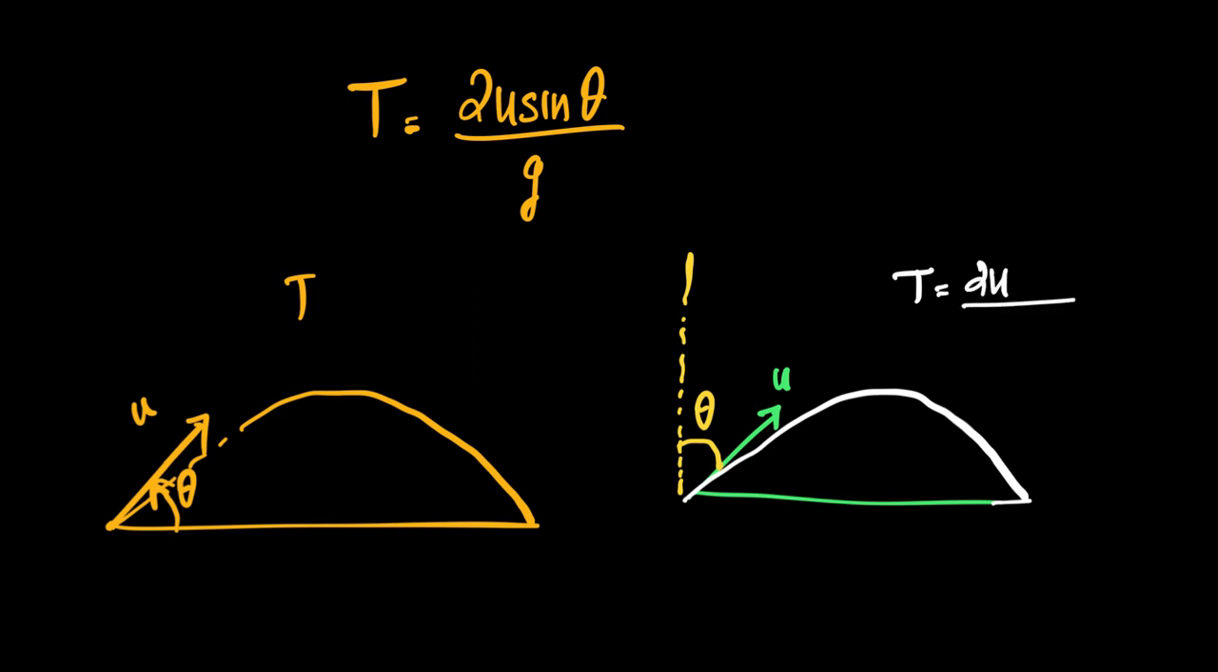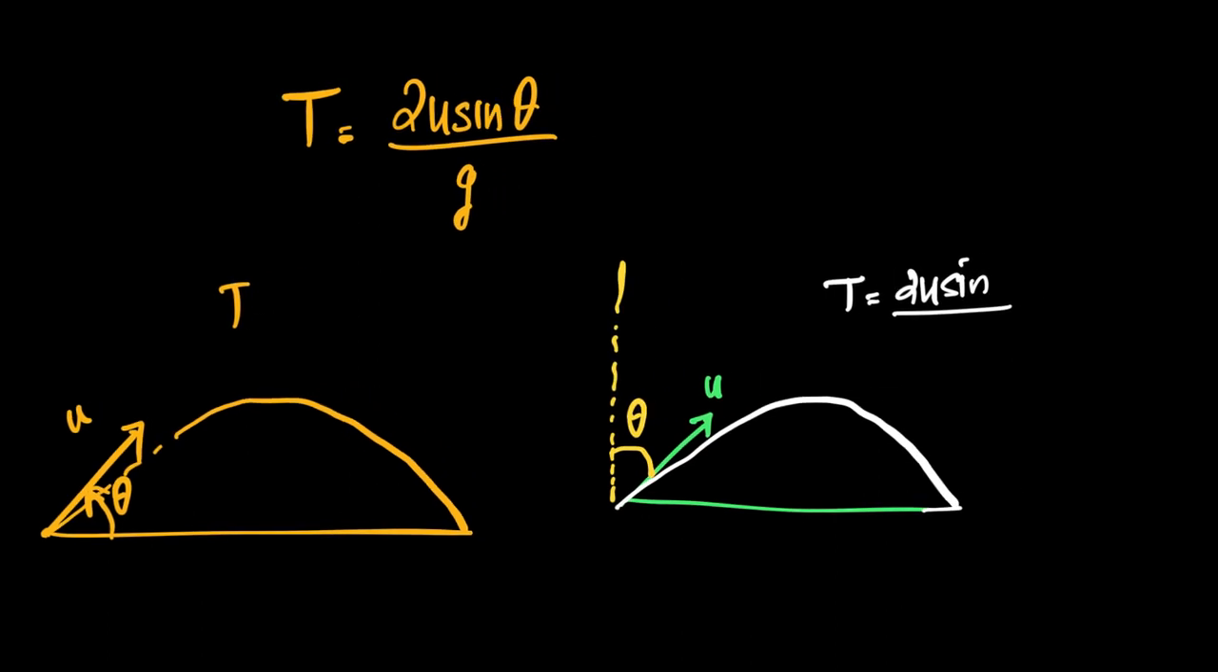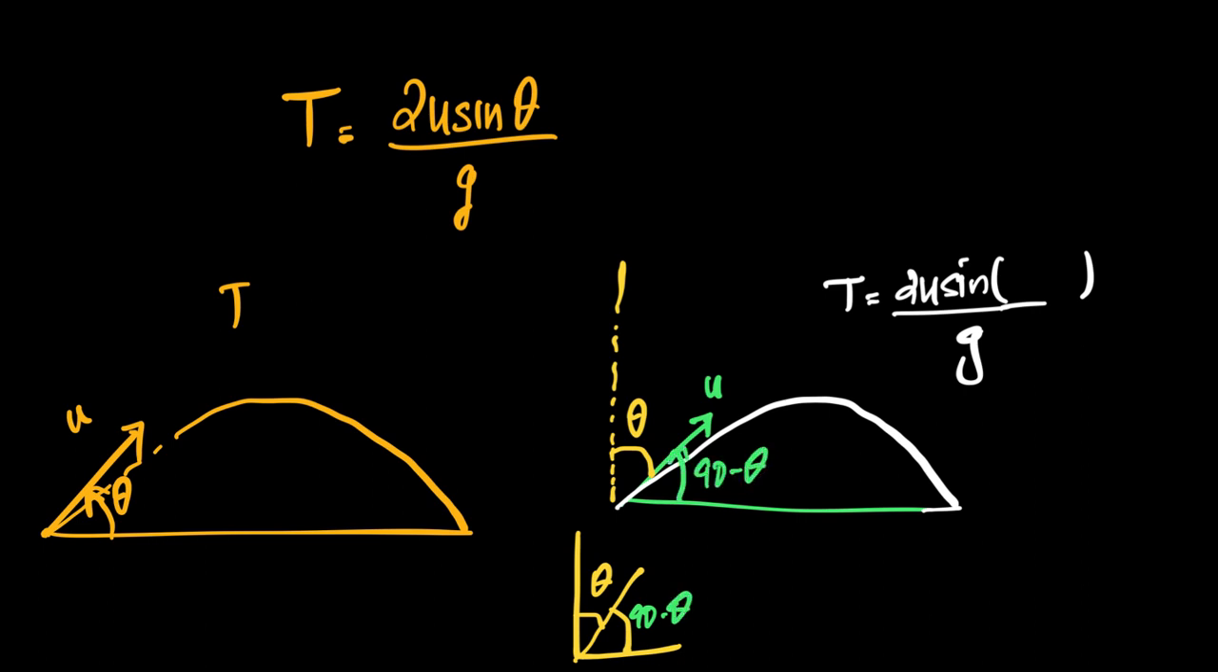It will be equal to 2u into sine of the angle made by the horizontal, divided by g, right? So what is the angle made by the horizontal? See, if this much angle is theta, what is the leftover angle? That would be 90 minus theta, right? So this much angle is 90 minus theta. So here t will be equal to 2u sine 90 minus theta by g.